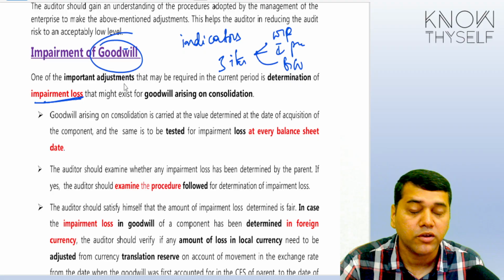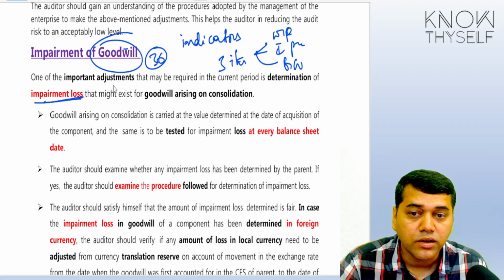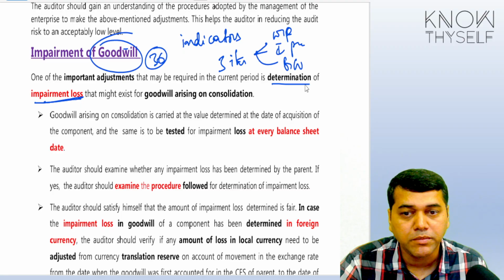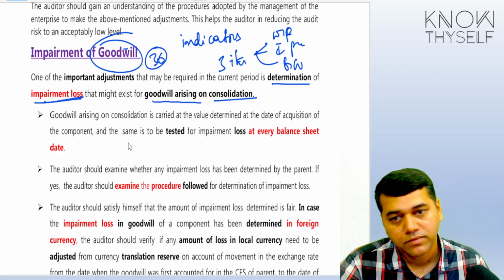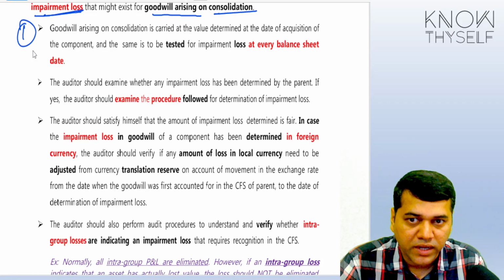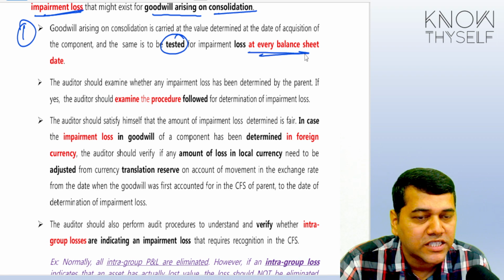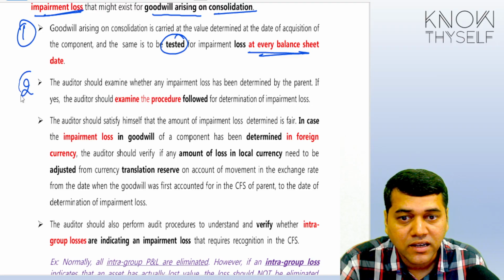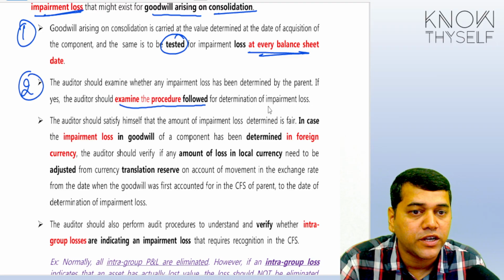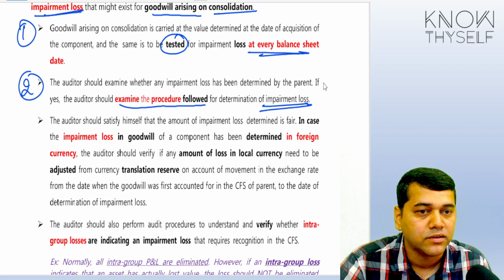Now, Ind AS 36, impairment. One of the important adjustments that may be required in the current period is the determination of impairment loss that may exist for goodwill arising on consolidation. Okay. Point number 1: goodwill should be tested for impairment at every balance sheet date. Who told? Ind AS 36 told. Second, verify the procedure followed for determination of the impairment loss, like how did you calculate the impairment loss?